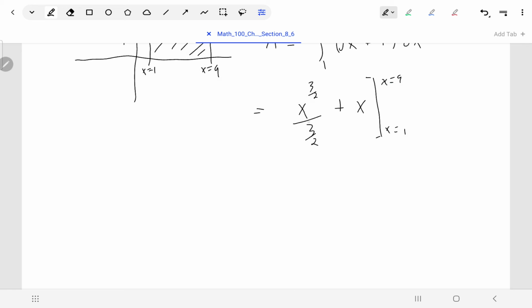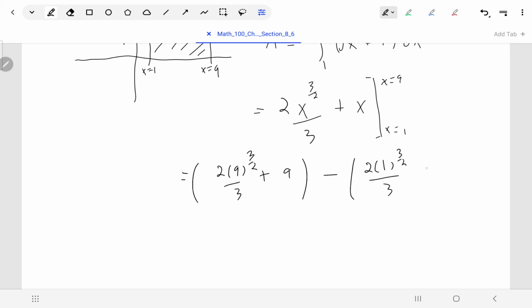Just to clean that up, x to the 3/2 divided by 3/2 is the same thing as 2x to the 3/2 over 3. So if I were to now evaluate this at 9, I would have 2 times 9 to the 3/2 over 3 plus 9, and then evaluating it at 1, 2 times 1 to the 3/2 over 3 plus 1.